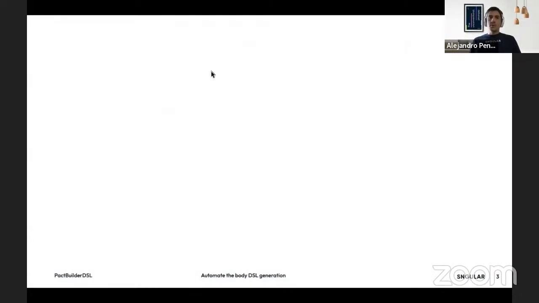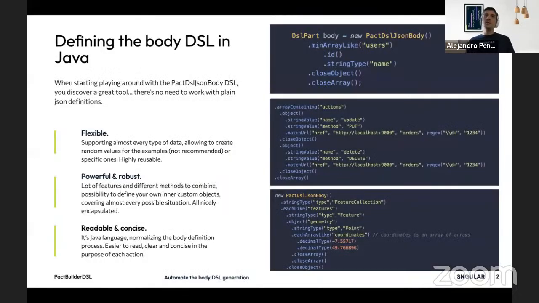And what's more, it's highly readable and concise. It brings the body definition in line with Java's syntax, making it much more user-friendly and easier to understand compared to writing plain JSON. I mean, the Pact Java DSL is a fantastic tool that many, including myself, appreciate a lot.